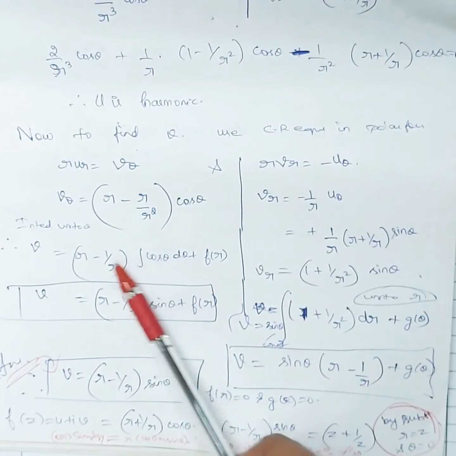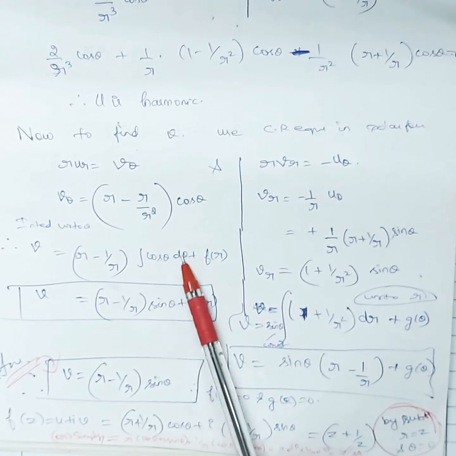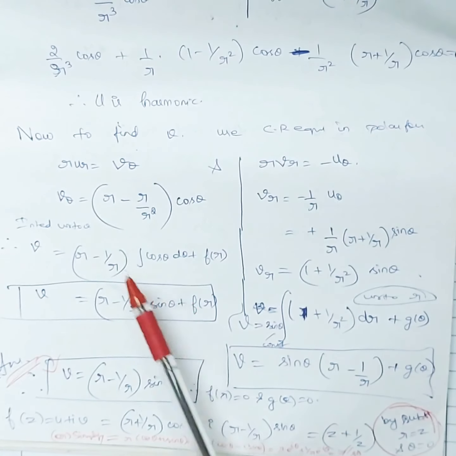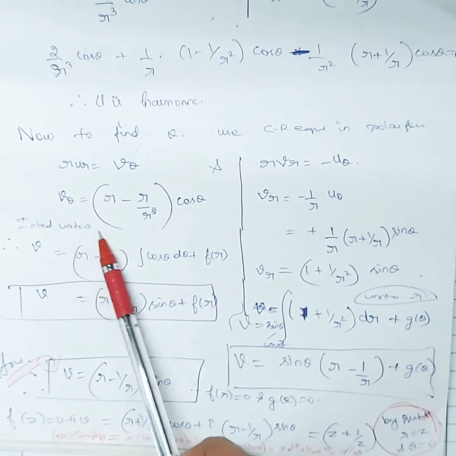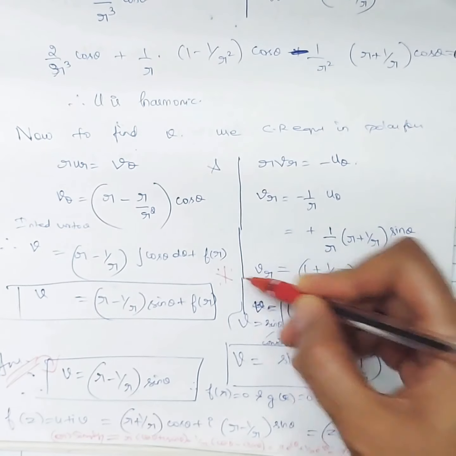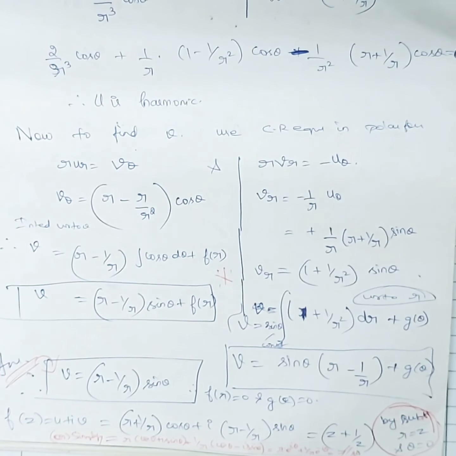And this is very easy, integrate with respect to theta, r is a constant, throw it outside. So integral of cos theta is sin theta. And when we integrate with respect to theta, we will add a function of r. This is very, very important. Remember, finally we will compare both the answers. So we got v from this.